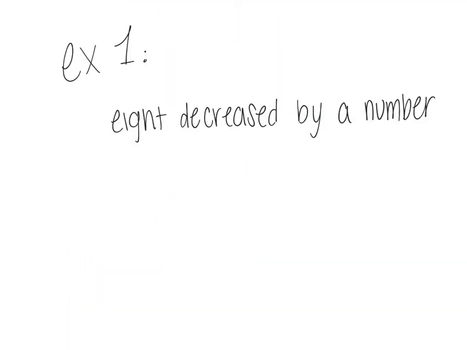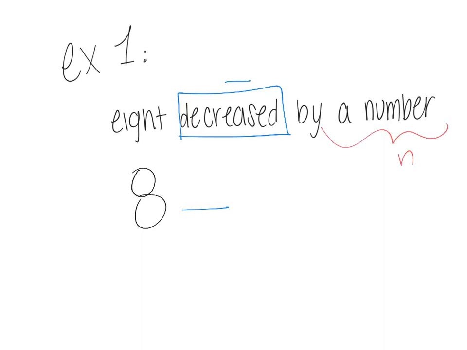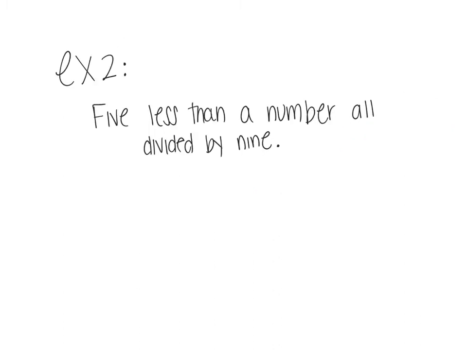All right, so let's do them. First example, 8 decreased by a number. So you have the number 8 decreasing by, well, the word decreased is subtraction, so it's not a turnaround word, so you keep the order the same. 8 decreased by a number, we're just going to call a generic n. So 8 decreased by n. 8 minus n.